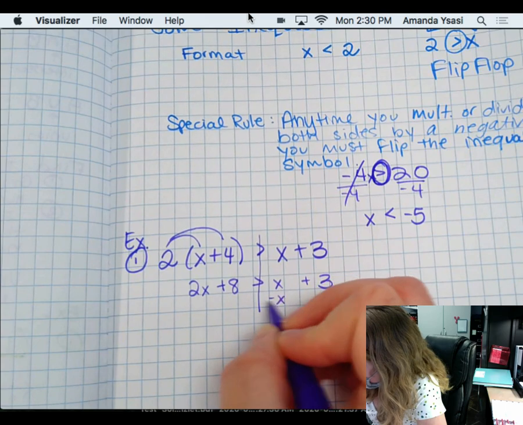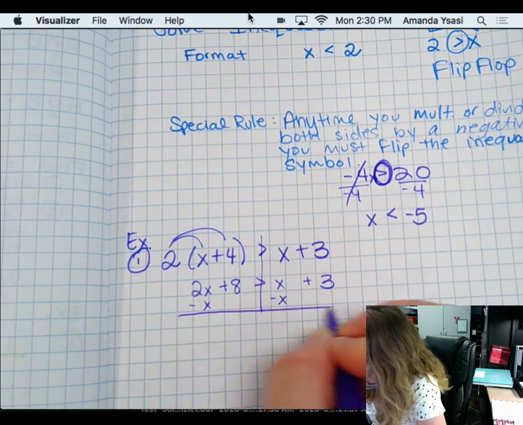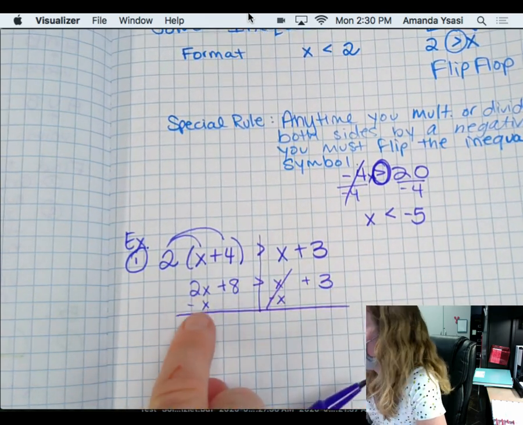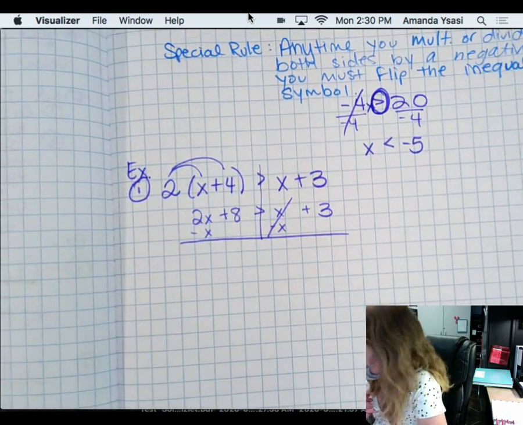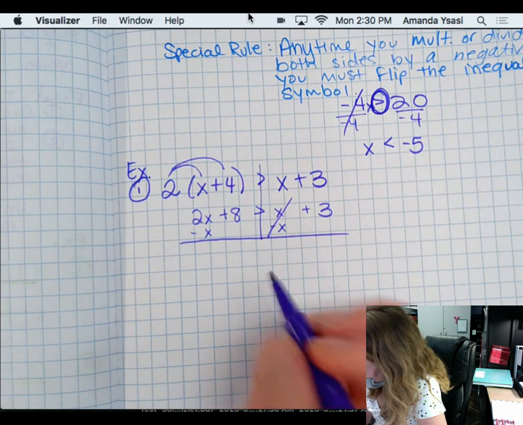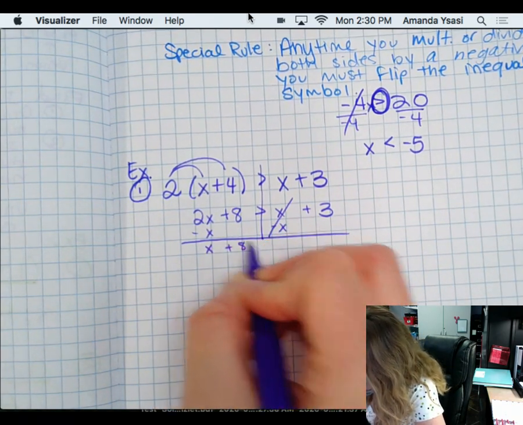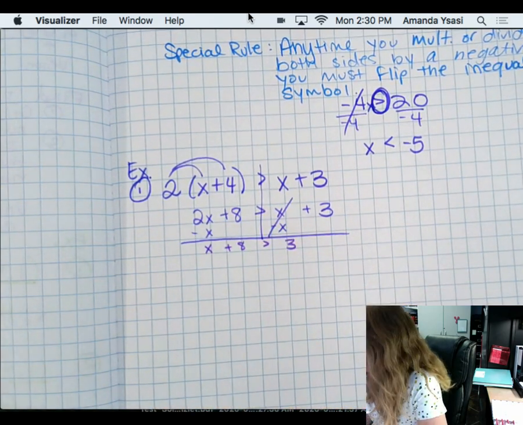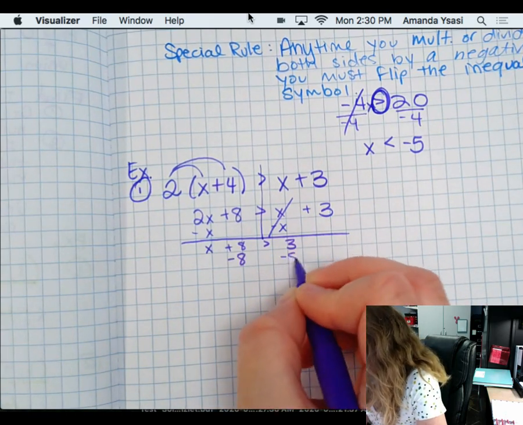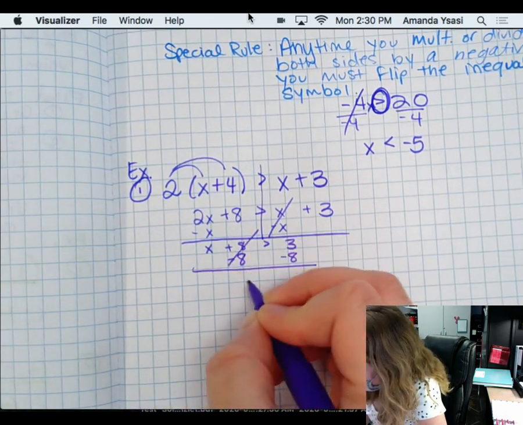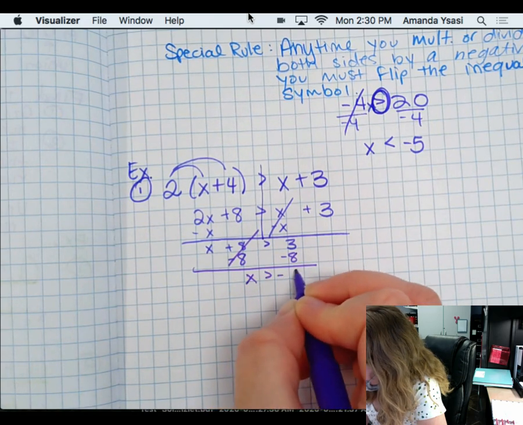Subtract x on both sides because your goal is to get the x on the left side. So I always try to just move whatever's on the right side, the x that's on the right, to the other side. I get x plus 8 is greater than 3. Minus 8, minus 8. X is greater than negative 5.